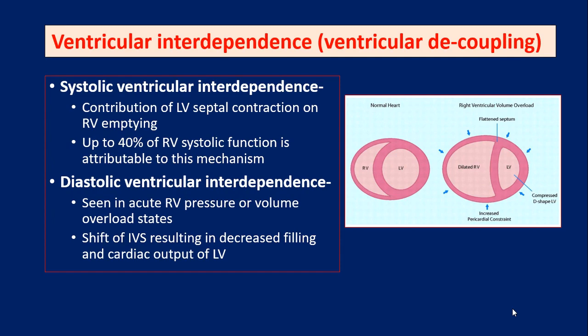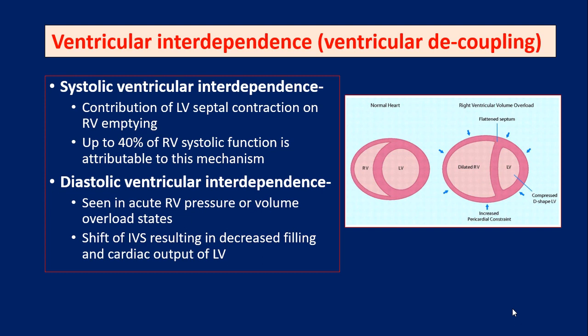So as you can see here, systolic ventricular interdependence is the contribution of left ventricular septal contraction on the RV. Up to 40% of the right ventricular systolic function is attributable to this mechanism. So what is happening? When the LV septum, this interventricular septum, is contracting, it also pushes the RV, and this RV systolic function is 40%. So this also pushes the blood flow from the RV.